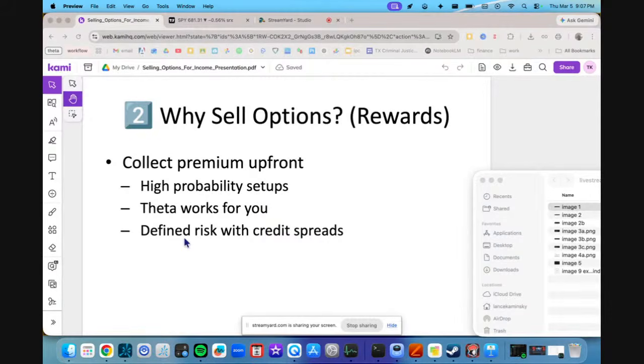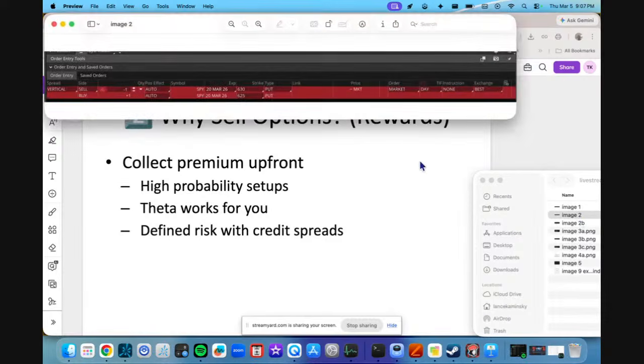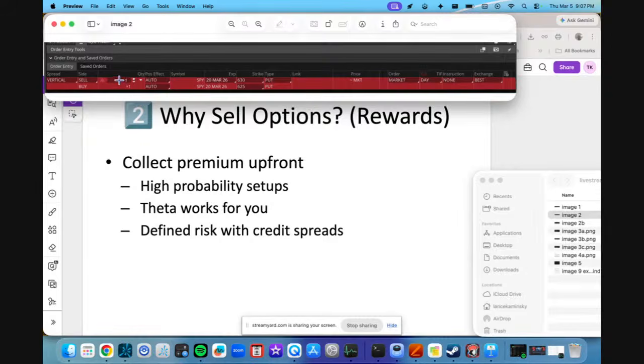Typically, you want to do defined risk spreads, though, and not an undefined risk, like I showed before. So if you look at this example, here I'm selling a put. You could say you sell a 630 put, and then you buy a put a little bit below that price. So if you sell a 630, you could buy the 625 put.